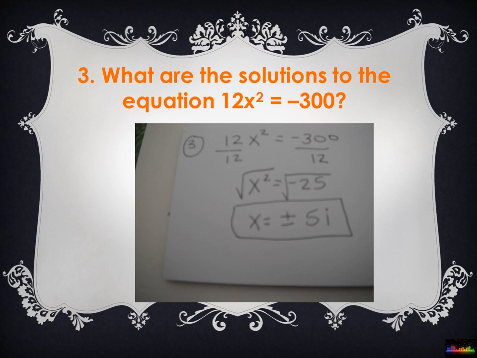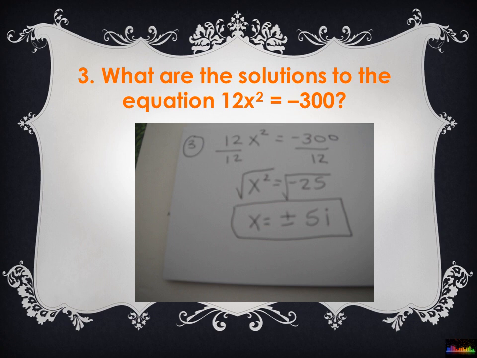In this problem, we are asked to find the solutions to this quadratic equation. We have 12x squared equals negative 300. Since you have something on one side and another thing on the other side, to me, this screams solve by taking the square root. You may always move everything to the left side and use the quadratic formula. But in order to save yourself a little bit of time, let's solve by taking the square root.